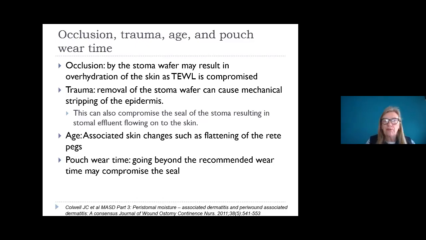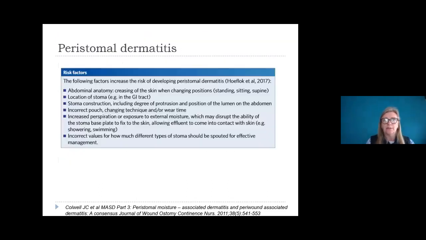And then we have the challenge of pouch wear time. So patients sometimes wear the pouch for longer than they should, and that can compromise the seal. And there can be a whole variety of reasons why that may be the case. It may be financial, it may be a lifestyle choice, it may just be forgetfulness.